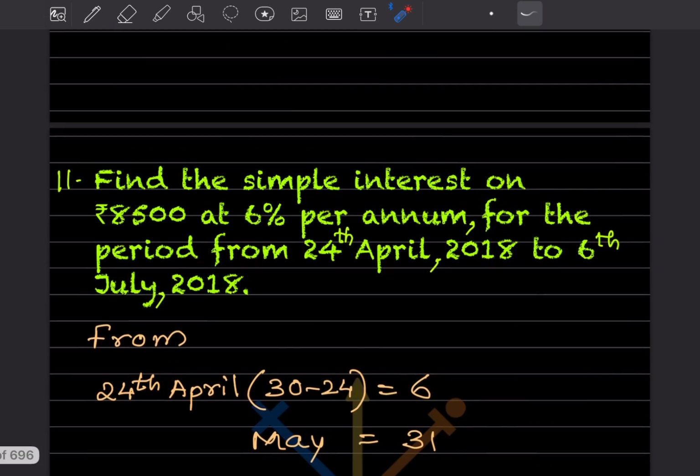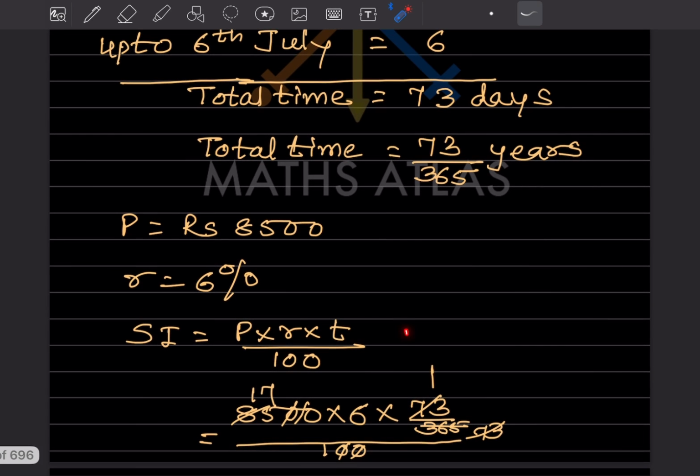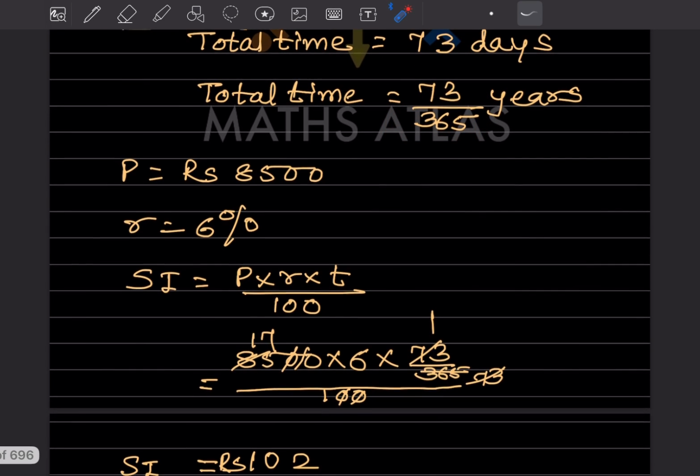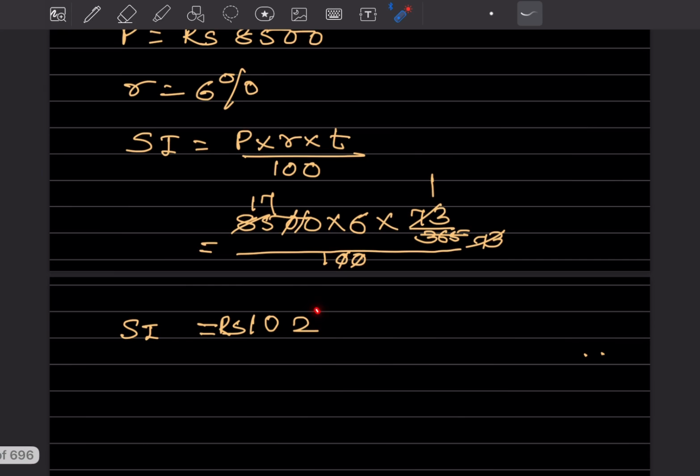The principal is given as 8,500. The rate of interest is given as 6%. So we'll again use the same formula. Here we'll write in place of this 8,500, 6, and the same time, divided by 100. So what will you do? This and this get cancelled out. So now you will see here 5 17s are and 5 73s are. So this and this get cancelled. So this will be 17 6s, which is going to be rupees 102, and that is the simple interest. In this problem they have just asked for the simple interest and not the amount. So this is the answer.